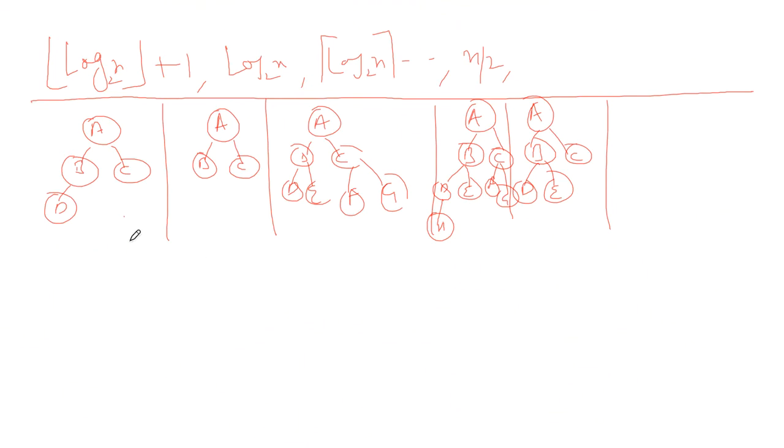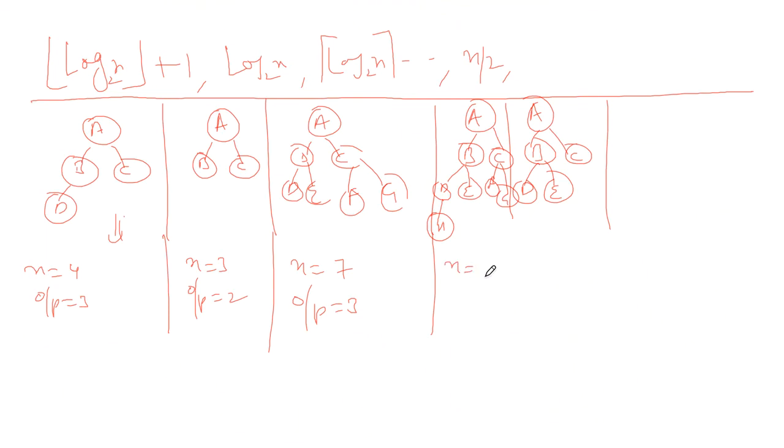Okay, so let's see. What is the answer in this? N equal to 1, 2, 3, 4. What is the answer in this? N equal to 3. What is the answer in this? 7. What is the answer? 8 nodes? 8. What is the answer in this? 1, 2, 3, 4, 5.